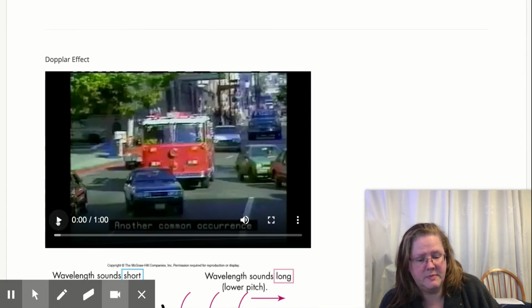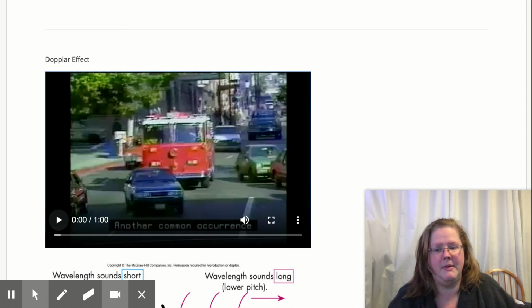The Doppler effect. I'm going to play this one because I want to make sure you get this. Here we go.